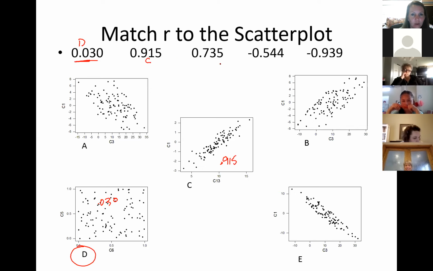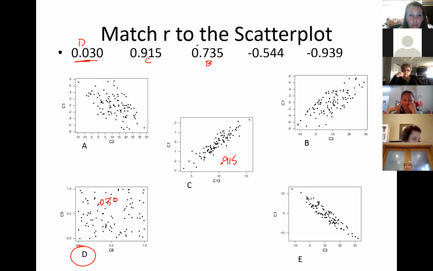Okay, so the next one, 0.735, which one does that one go to? All right, oh, good idea, holding up the paper to the screen, that works. Okay, so B, yes, B is the correct answer for this one.